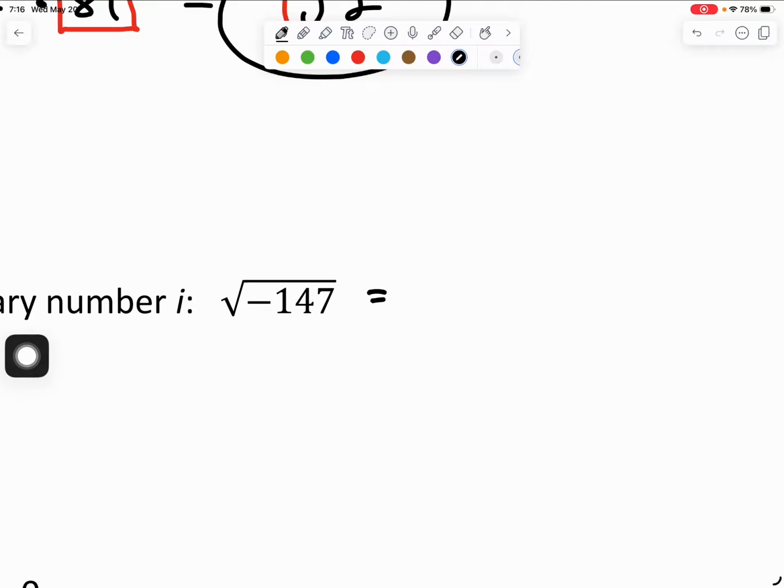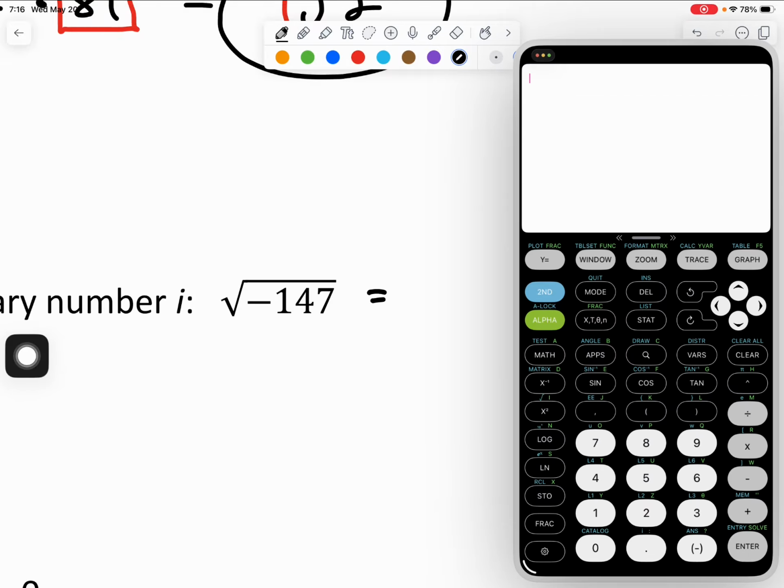Let's try 64. Let's see if that works if we're uncertain. 147 divided by 64, because 8 times 8 is 64. Oh, we get a decimal. What's 7 times 7? Oh, 49. Let's try it. 147 divided by 49. It does give us a whole number.